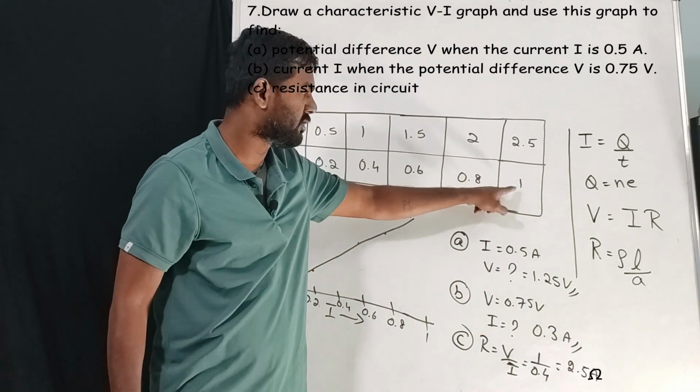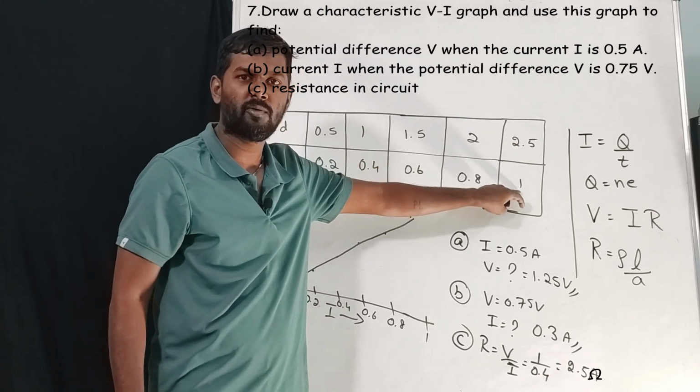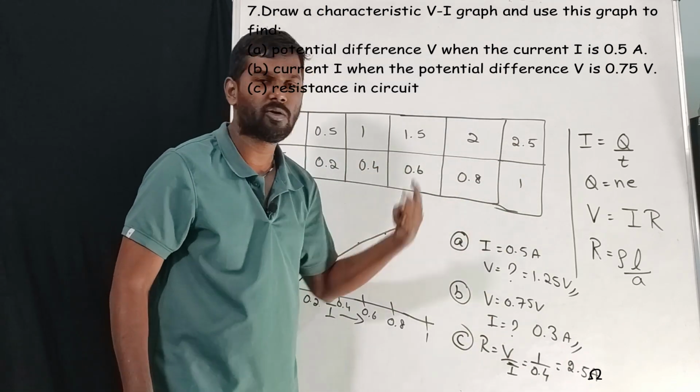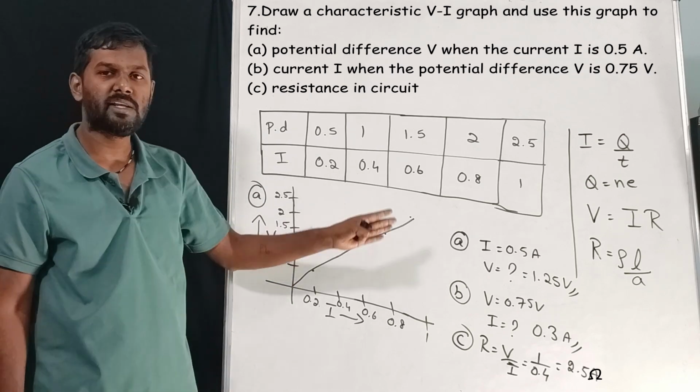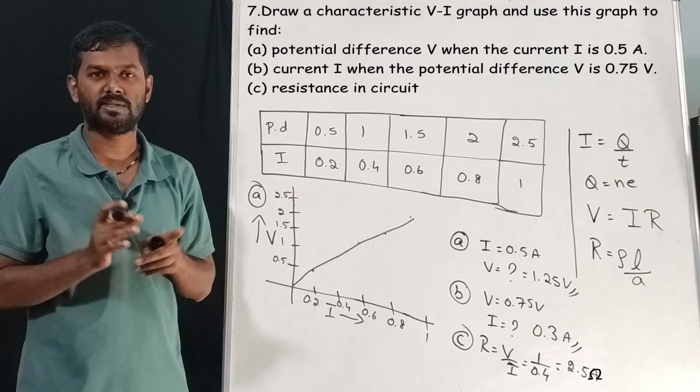Okay, you can take these two also. See, voltage is 2.5, and 2.5 divided by 1 is 2.5. The same answer you are going to get. So hence it is a linear graph. You can take any two points to find the value of resistance.